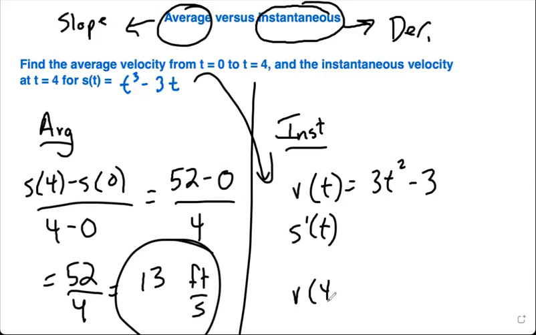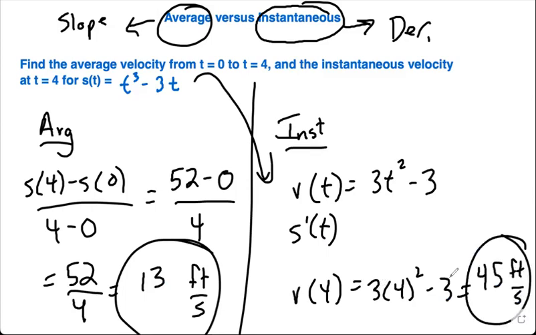And from there, I'm going to find the instantaneous at the 4-second mark, so plug in a 4. So 3 times 4 squared minus 3 will give you, let's see, 16, because that's 4 squared, times 3 is 48. 48 minus 3 is 45, and it would be the same units because we're talking about the same concept here, velocities.